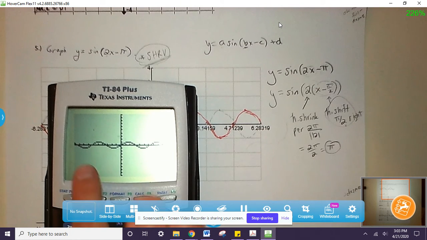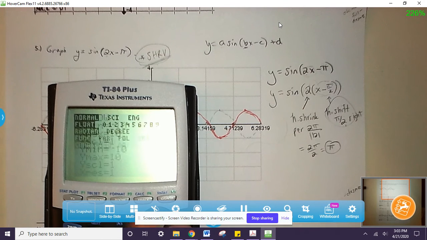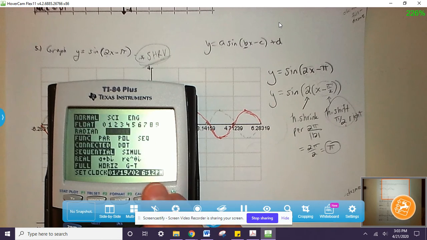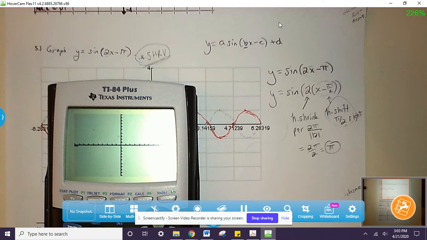So if you're in radian mode, when you hit Zoom Standard, you get this graph. If you're in degree mode, when you hit Zoom Standard, you get this graph instead, which you pretty much can't see any of it. It's there. If you hit trace, you can see that the graph is there. It's just super close to the x-axis.